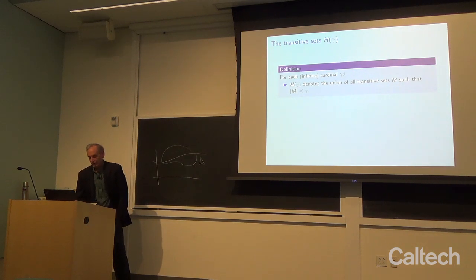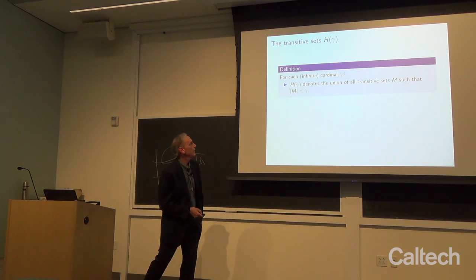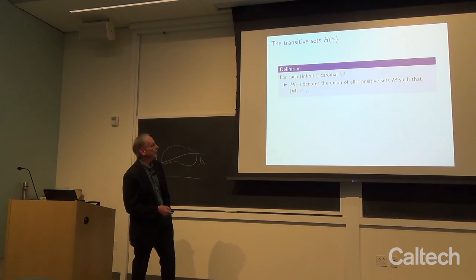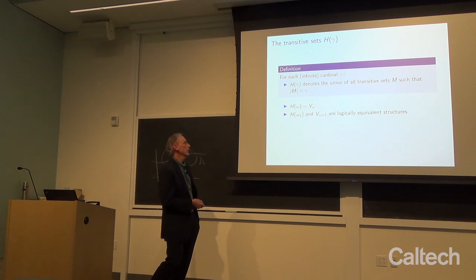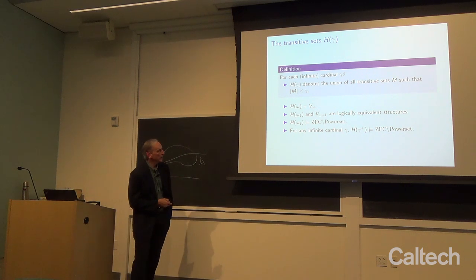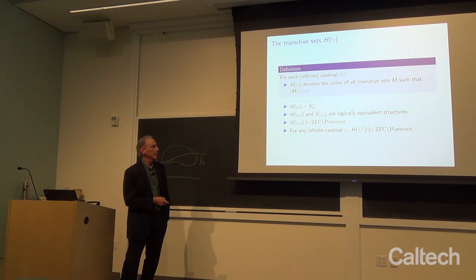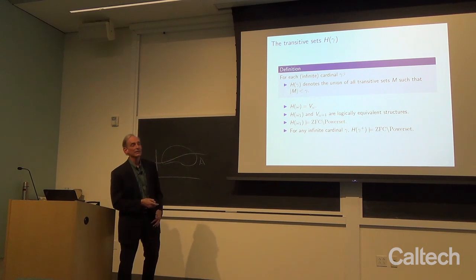Okay, so a few more definitions, I apologize. Transitive sets H_γ: for every infinite cardinal γ, H_γ denotes the union of all the transitive sets M of cardinality less than γ. So H_ω is V_ω. H_ω1 and V_{ω+1} are logically equivalent structures, just as V_{ω+1} and second-order number theory are. H_ω1 satisfies all of the axioms of set theory except power set. For any infinite cardinal γ, remember γ^+ was the least cardinal bigger, H_{γ^+} will satisfy ZFC minus power set. So this is another way of stratifying the universe of sets besides the V_α's.